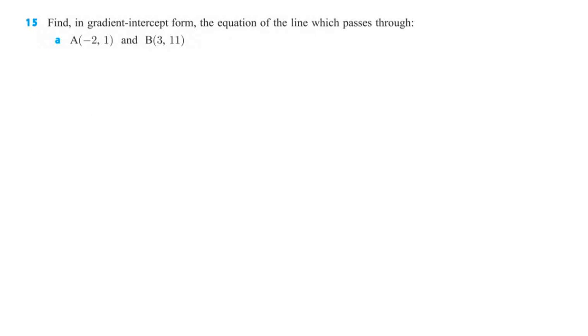I'm going to take you through some of the problems on the 1A Part 2 assignment from Core Topics. Okay, so first one we're going to look at here is 15A. Find in gradient intercept form the equation of the line which passes through this here.